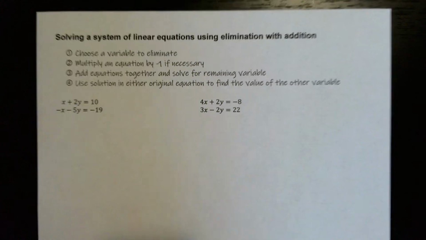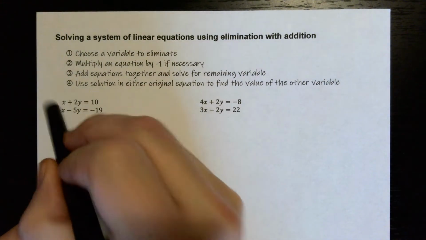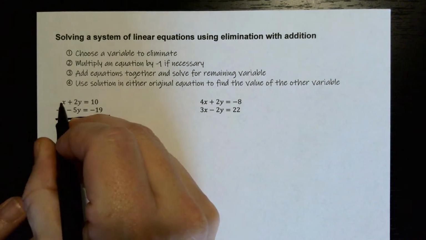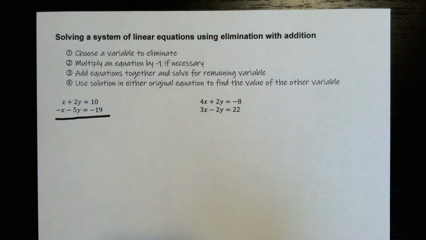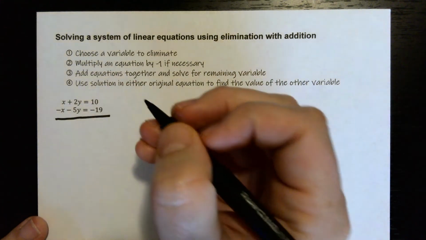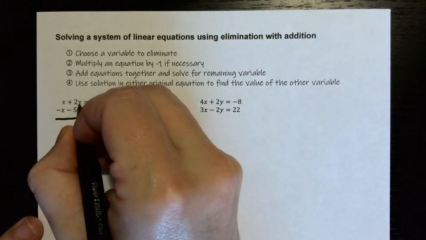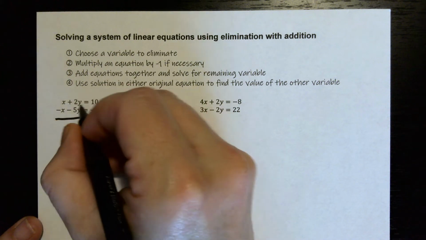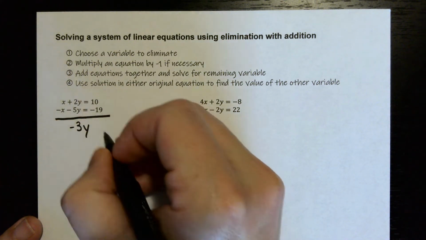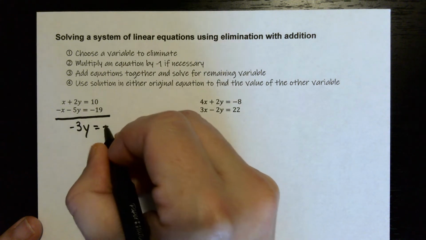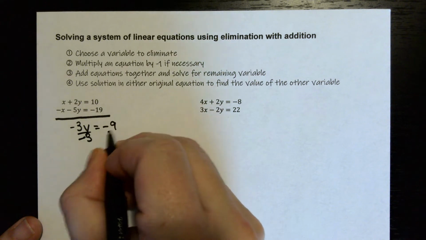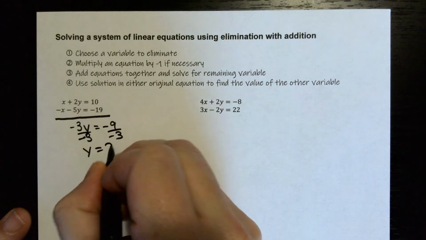Okay, so notice this one. If we just add straight down on this problem right here, the x and the negative x are going to cancel each other out, which is good. That's what we want. So we get 2y minus 5y, which is negative 3y, and 10 minus 19, which is equal to negative 9. Divide the negative 3 on both sides, and we get y is equal to 3.